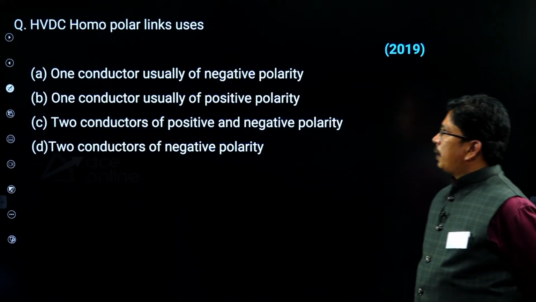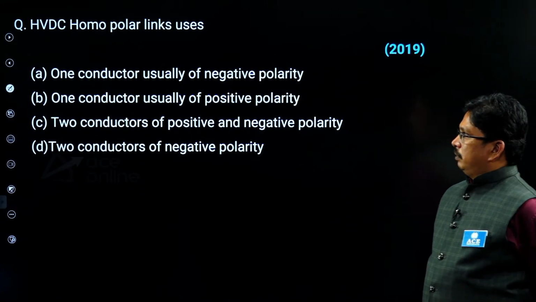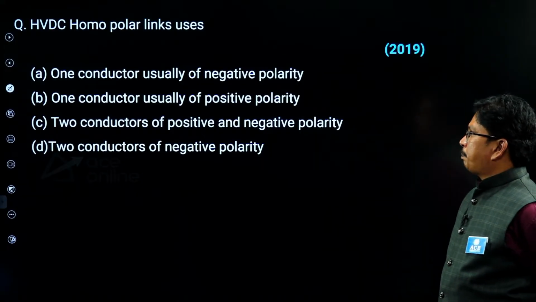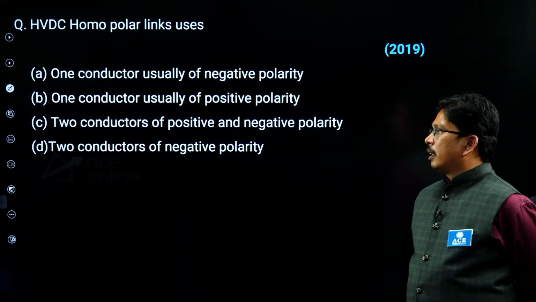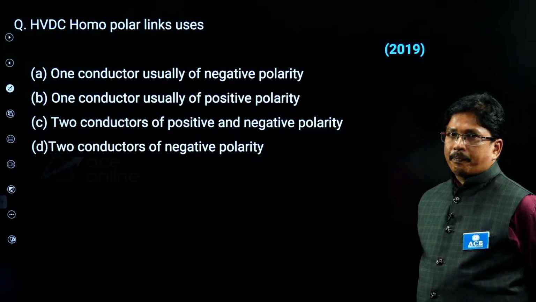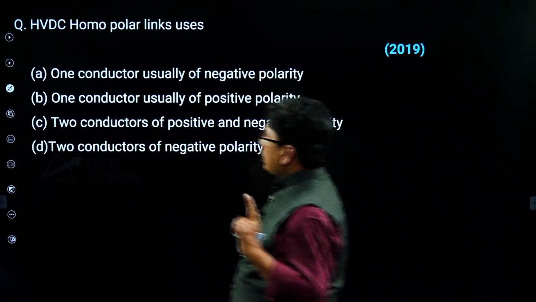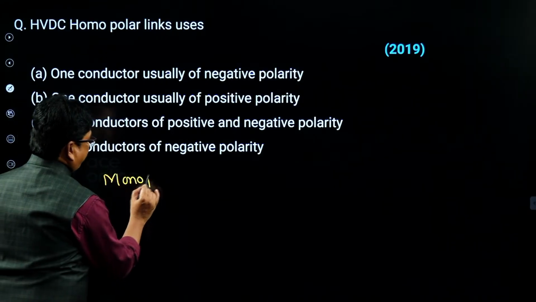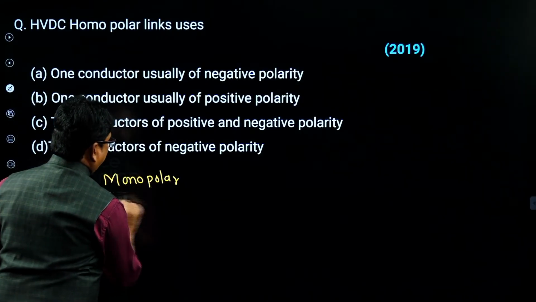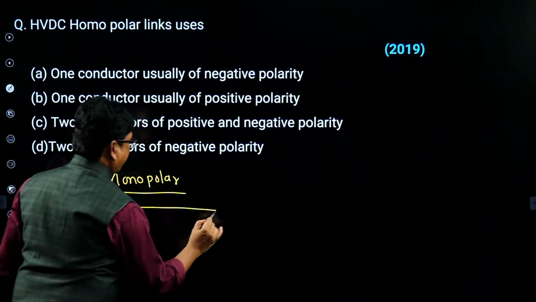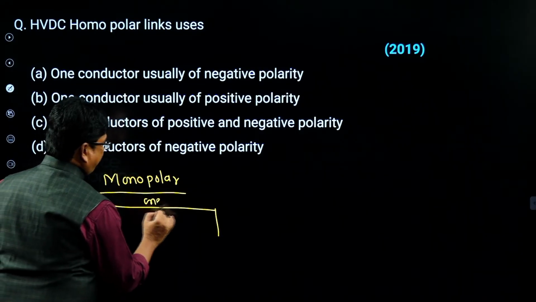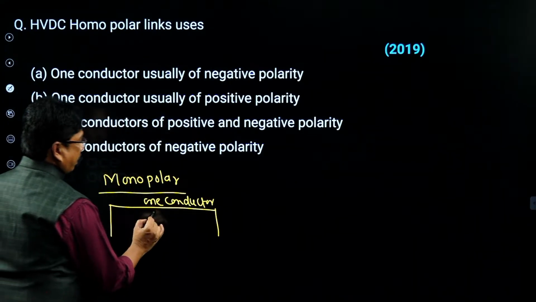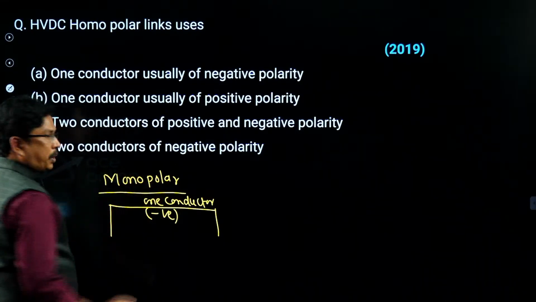One conductor usually of negative polarity. One conductor usually of positive polarity. Two conductors of positive and negative polarity. Two conductors of negative polarity. Students, here 3 types of HVDC links. One is monopolar. In monopolar, we are having only one conductor. This is negative polarity generally to reduce corona.